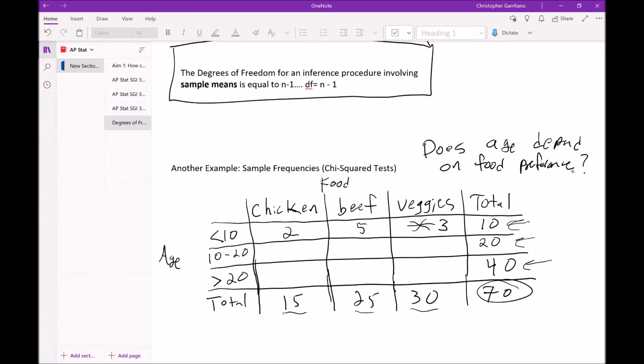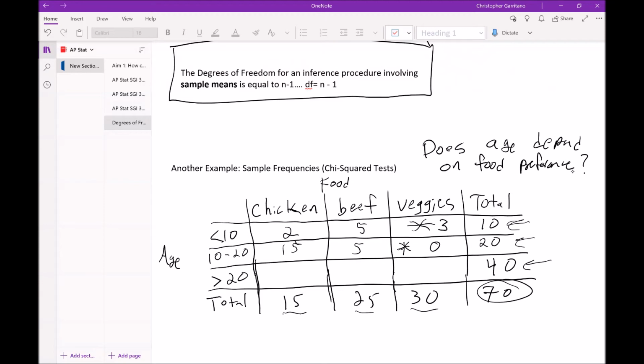All right. Let's go to the next row. 10 to 20. So there are a total of 20 10 to 20-year-olds. Let's say 15 said chicken, 5 said beef. Well, this last choice, again, not free. 0 in this case would have to say veggies. So 10 to 20-year-olds, got to pick up your game. Veggies are good for you. Don't ignore veggies. Okay, and now let's go to this last row.